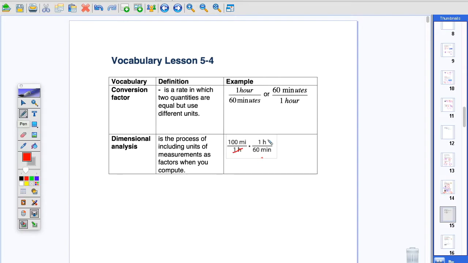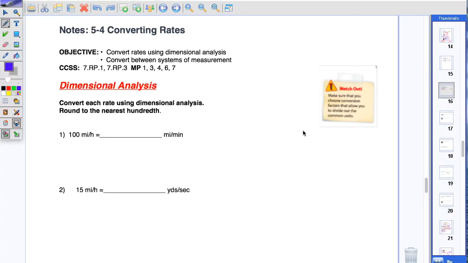So in this example, our hours cross-cancel, and we are converting 100 miles in 60 minutes, which is the same thing as going 100 miles in 1 hour. So we're changing hours to minutes. Notes 5.4 on converting rates. The objective is to convert rates using dimensional analysis and convert between systems of measurements.